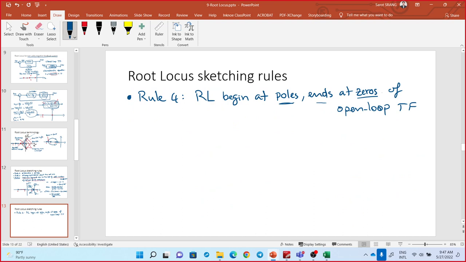So how can we prove this rule? We can recall the characteristic equation. The closed loop G close equals N of S over D of S plus K N of S. Let me recall that the open loop transfer function G of S equals N of S over D of S. Those S that make N of S equal to zero are called zeros. Those S that make D of S equal to zero are called poles of the open loop. So here is the characteristic equation.